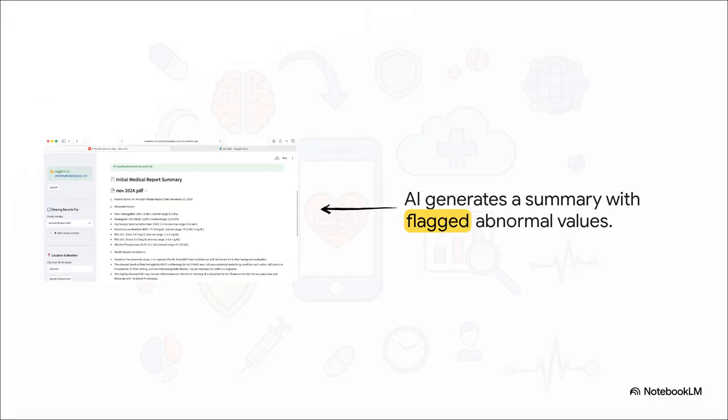And check out what happens the second you hit Save. The AI instantly generates this incredibly clear initial medical report summary. Notice how it neatly lists any abnormal values right at the top. Say an elevated hemoglobin or maybe a slightly elevated ESR, and then it gives you direct health recommendations. It might suggest that an elevated marker indicates inflammation and that you should follow up with a doctor. It's essentially translating dense medical jargon into plain English on the spot.